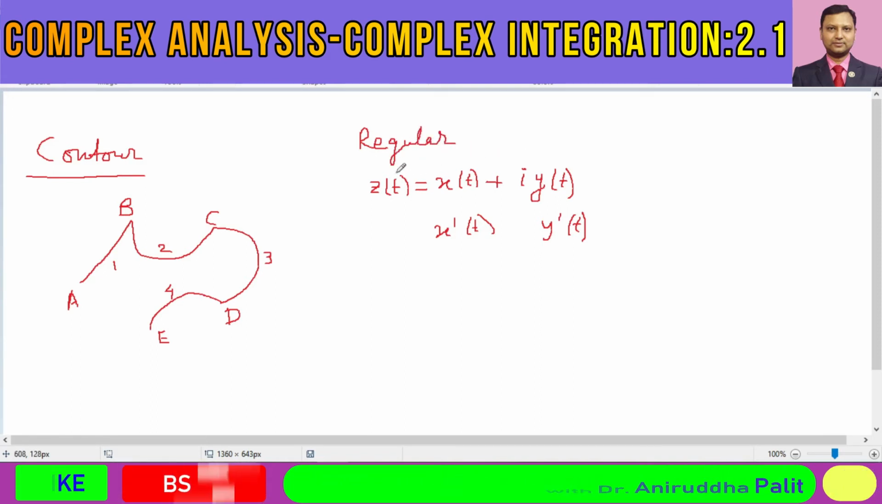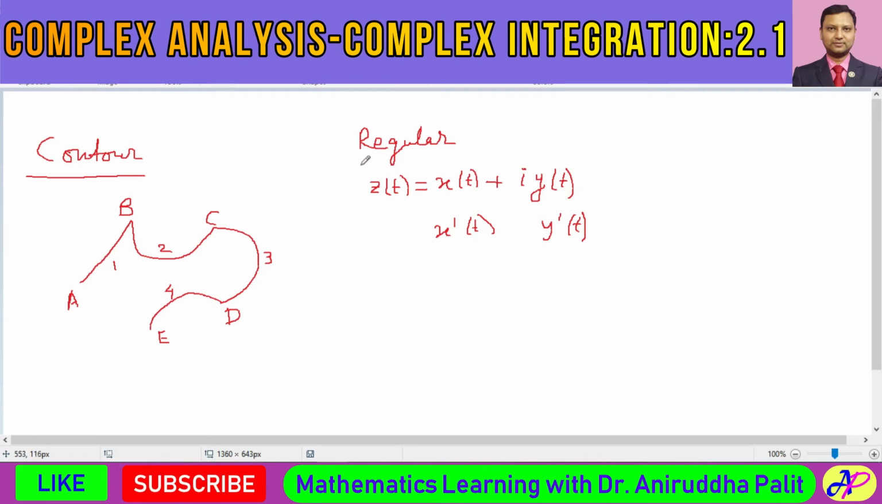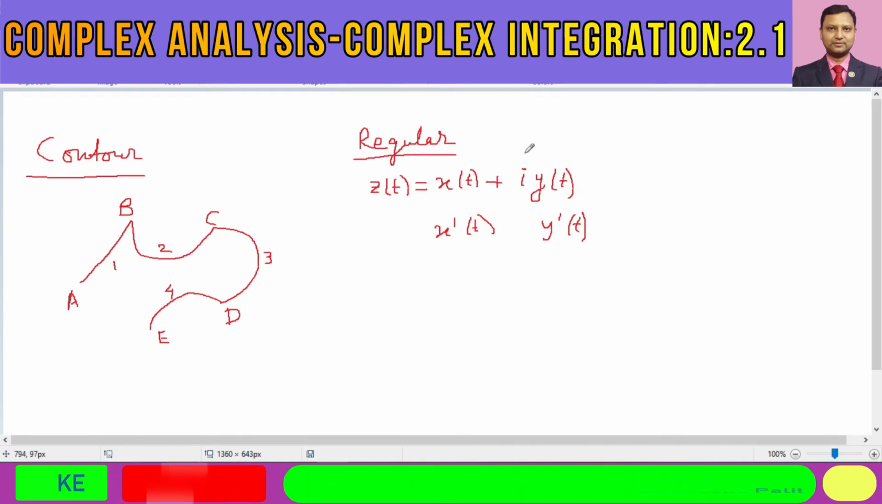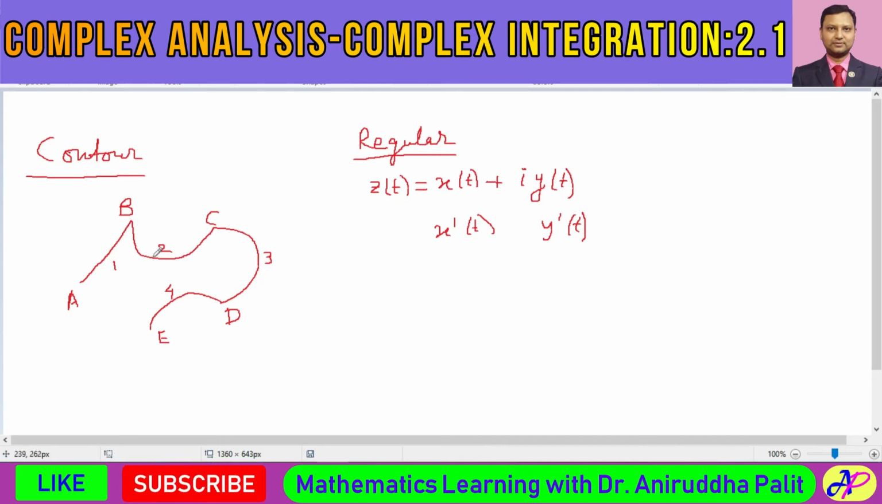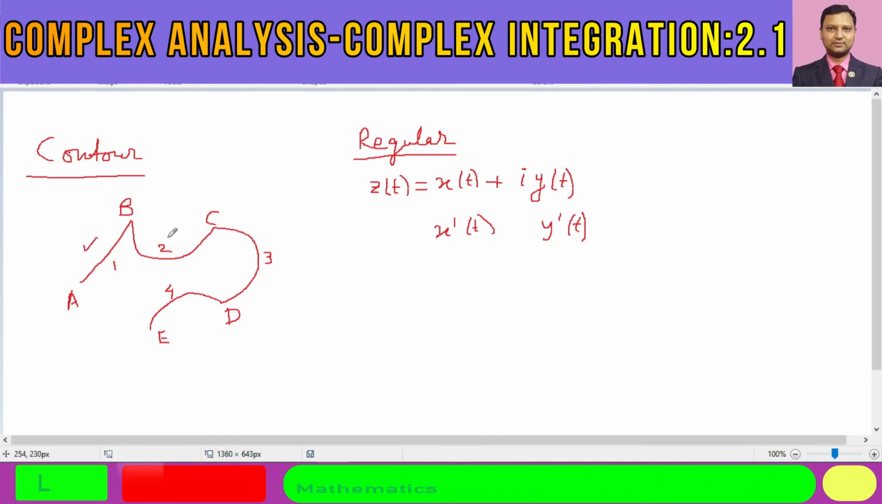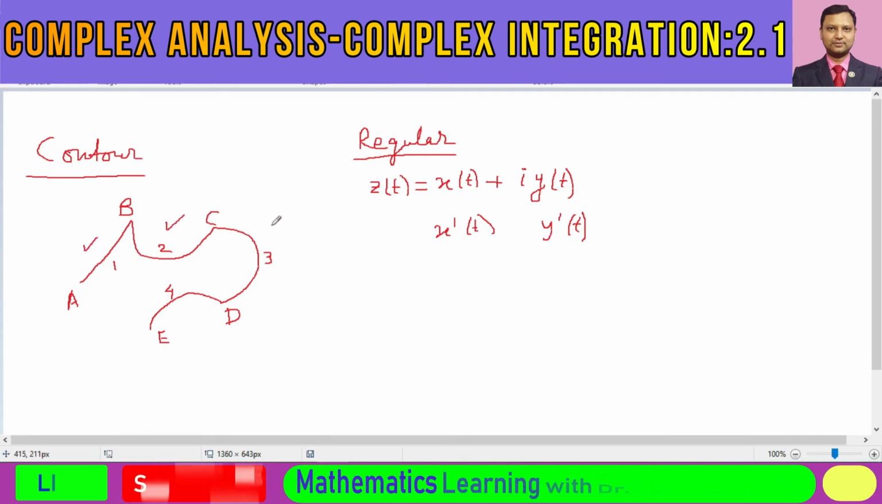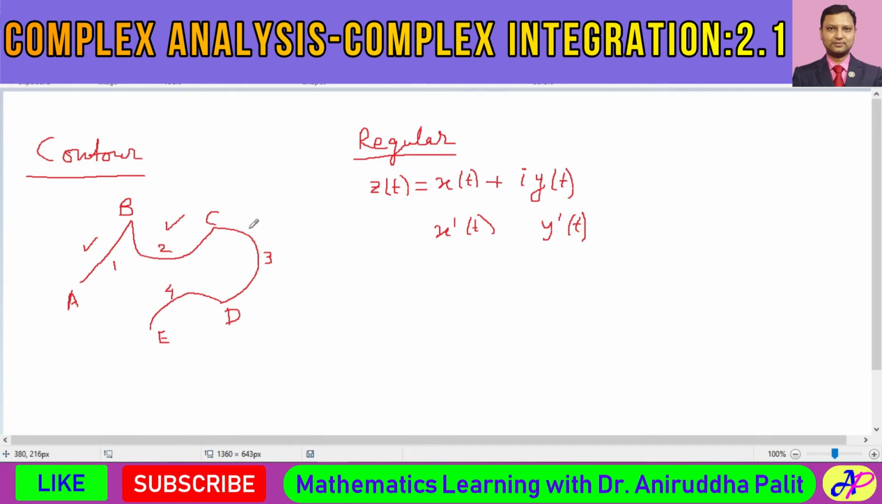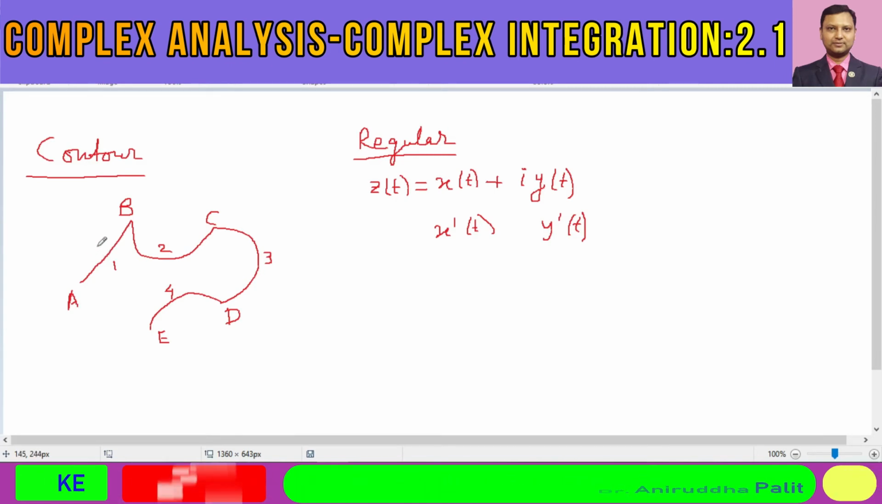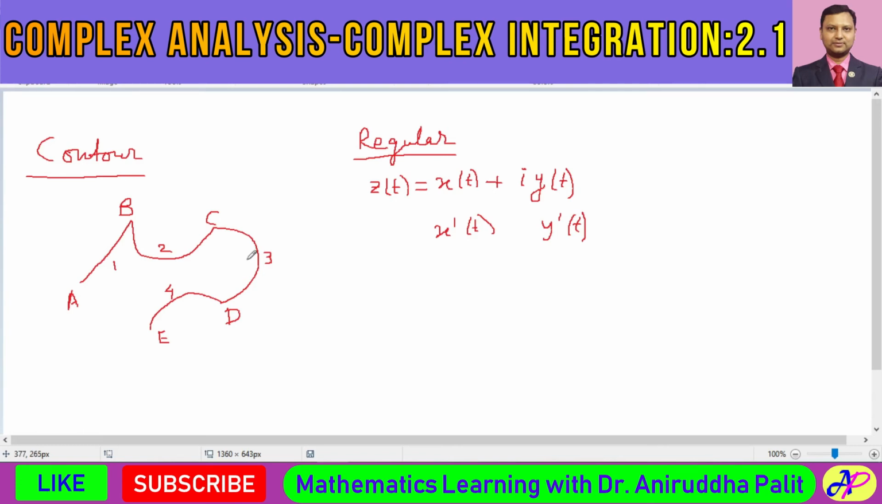So except at the points B, C, and D, the intermediate points, the curve is actually a regular curve. You can consider that in between A and B, it is a regular curve. In between B and C, it is a regular curve, or you can say a regular curve means a continuous Jordan curve. In between D and E, this is also a regular curve. So starting from A to B, we have one regular arc, then the second regular arc, the third regular arc, the fourth regular arc.